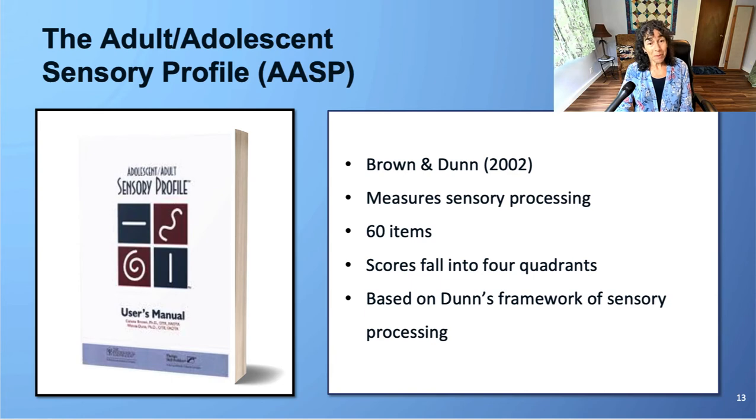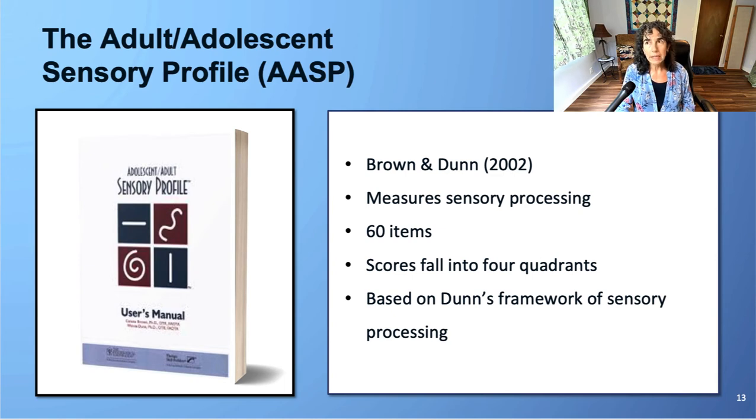Some basic information about the AASP. And I am realizing that my entire slide deck says adult adolescent rather than adolescent adult. So woohoo! I have made an error, and I'm not going to go back to the beginning to change it around. I'll do that in your download. So please bear with me. It is adolescent adult, 2 A's. And it was published by Brown and Dunn in 2002.